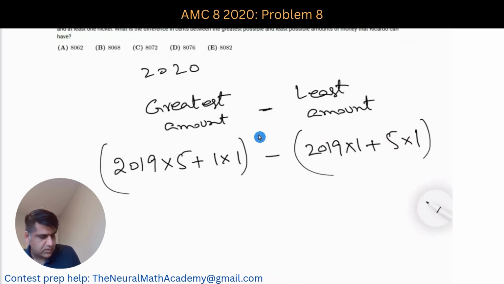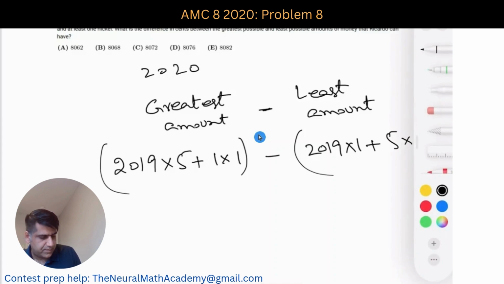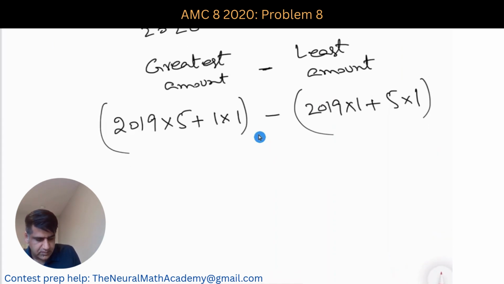So just to explain, here these are the maximum nickels and they will maximize the amount, and here is 1 penny only. And again, to have the least amount, there should be 2019 pennies and 1 nickel. So now we can solve this problem just by rearranging.